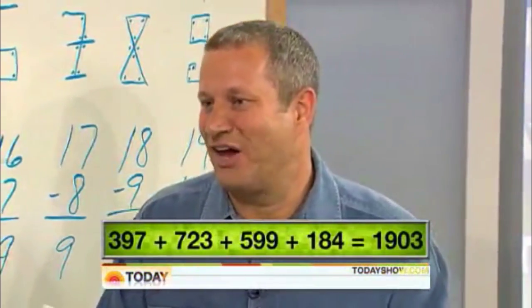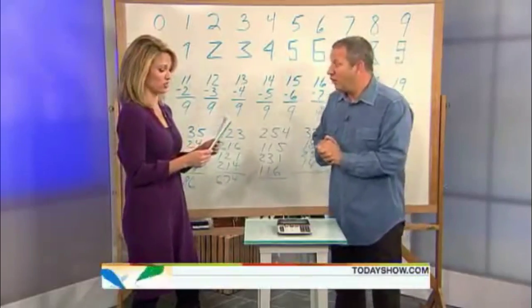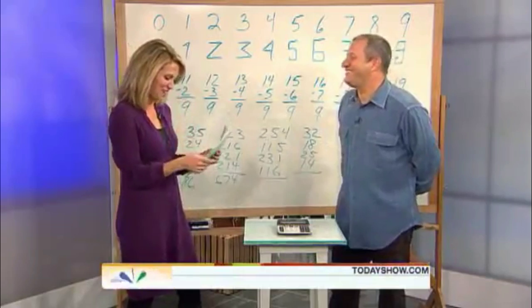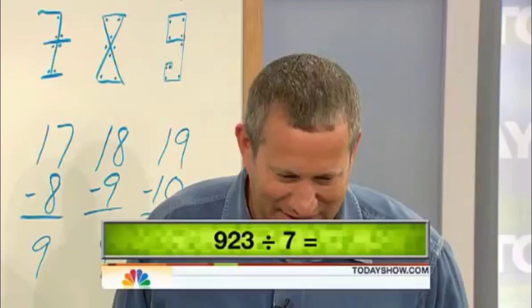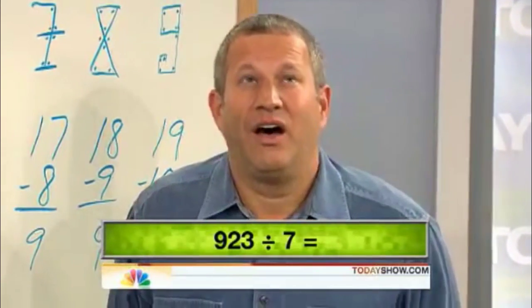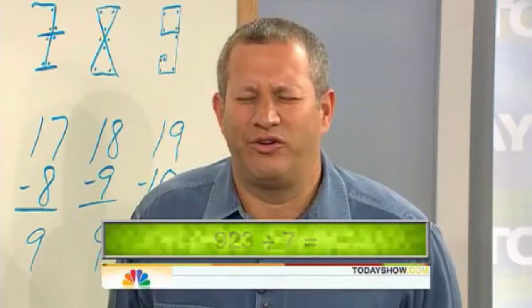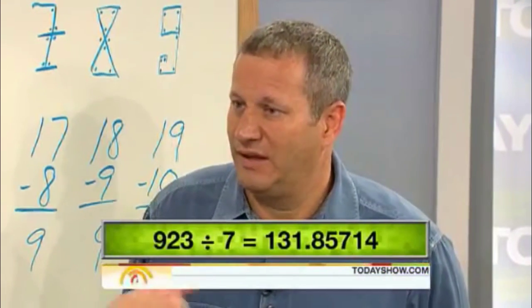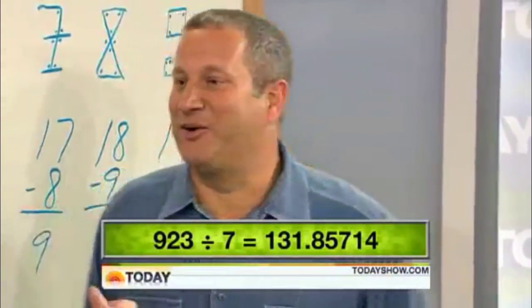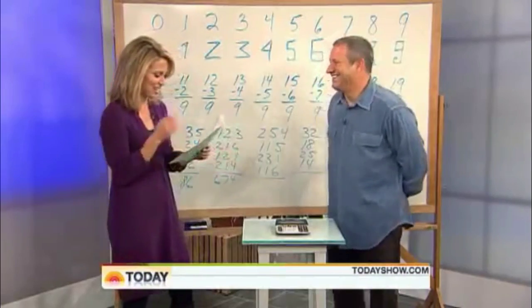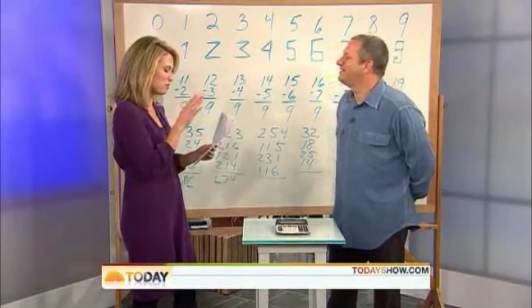All right, here's a tougher question. It's a long division question. Okay. 923 divided by 7. 131.857142857. Oh my gosh, you carried away, actually got more decimals than we did. Okay. All right, last one. I think you've proven your point, though.